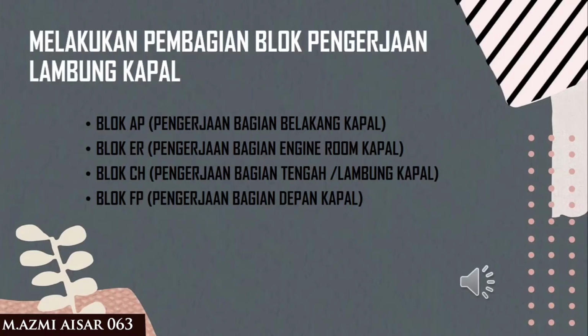First is Block AP, after perpendicular. Block AP is work on the back of the ship. Second is Block ER, engine room. Block ER is work on the engine room of the ship. Third is Block CG, center hull. Block CG is work on the middle or center hull of the ship. Fourth is Block FV, forward perpendicular. Block FV is work on the front of the ship.